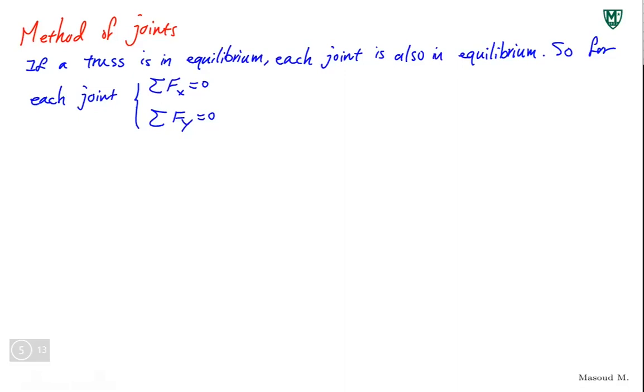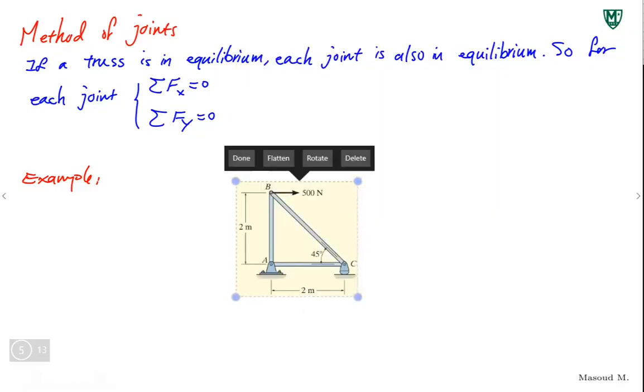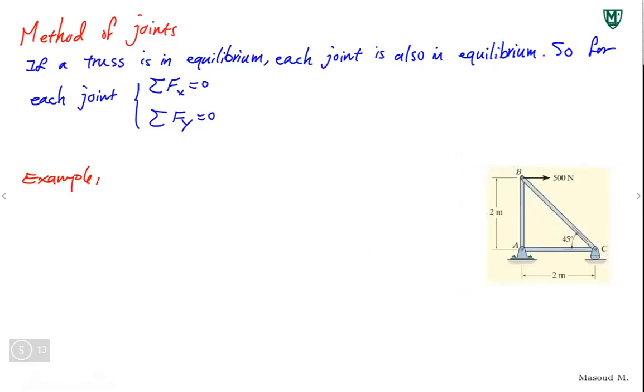Let's just go through this with an example. Things make more sense if you look at an example. So let's say we have this structure, a simple truss. I'm going to bring it here. There you go. This is a truss. We have 3 members there. It's pinned at point A. It's a pin connection at point C, a kind of a roller. And we have an external force of 500 newtons applied to joint B, to the right horizontally.